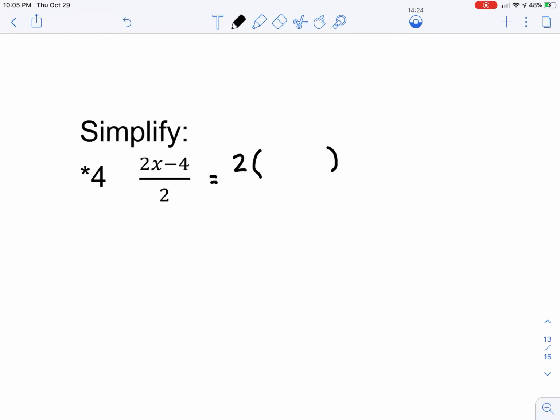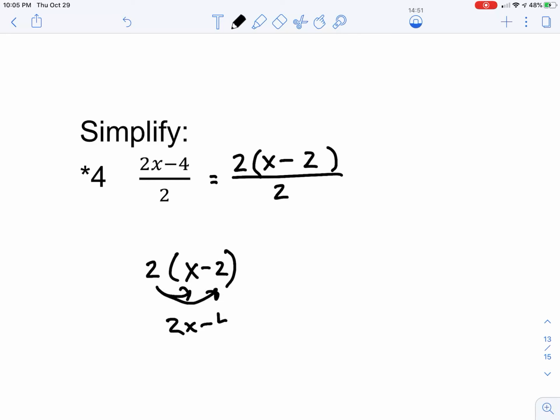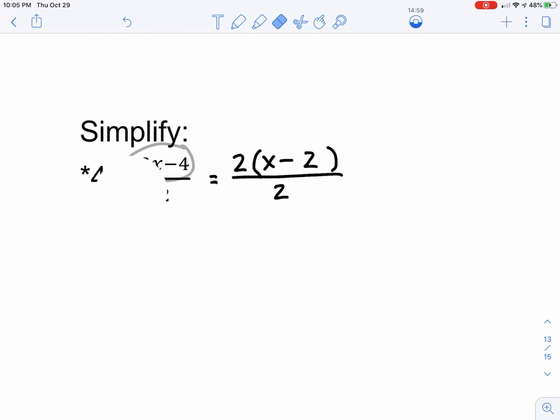Let's put back inside our parentheses what it would take to come back to 2x minus 4. So 2 times x is what would give me this 2x. Remember the minus sign stays in there? And multiplying a 2 here would bring me back to this 4. And this is over 2. Now, if you don't believe me about that, let's just look at this. 2 times x minus 2. There's 2x minus 4. And isn't that what we started with right up here? Yes, it is.